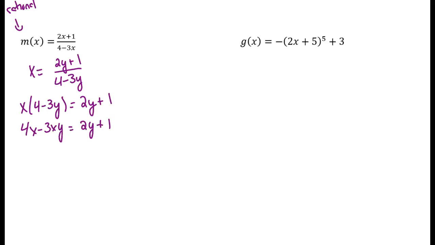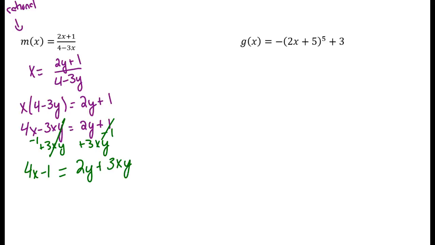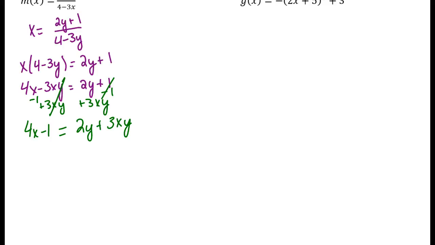Now, our goal is to get all the y's on one side and everything without a y on the other side. So maybe you add 3x plus y over. I'm going to add 3x plus y over to that side, which means that negative 1 needs to move over to the left-hand side. So I'm going to subtract 1 from both sides. So 4x minus 1 equals 2y plus 3xy. If you got the y's on the left-hand side and everything else on the other side, your answer is going to differ by a factor of negative 1.